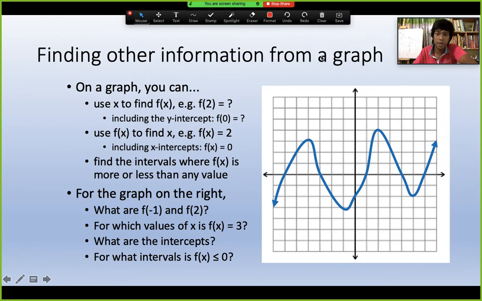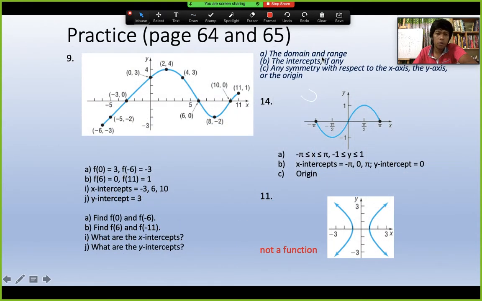On the next page we have another, clearer example, because here the points are also given. The values of the points are given. So the first question is find f of 0, f of minus 6. It means if x equals 0, what is the value of y? So you see, x equals 0 is here. The y value is actually written here. If x equals 0, y equals what? Y equals 3. That's why this is the answer.